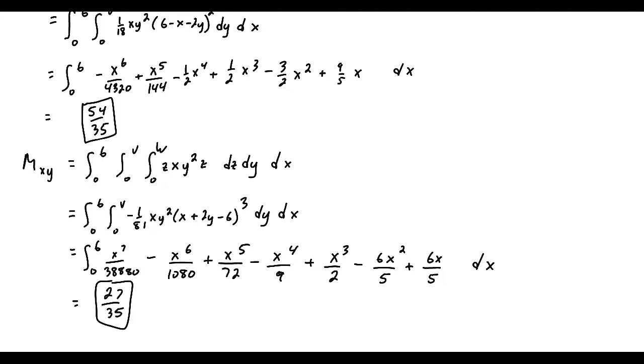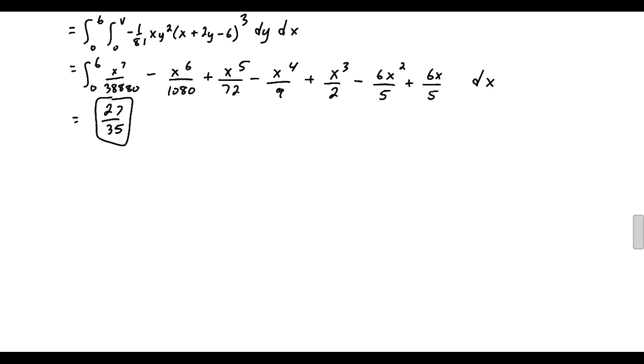Now we have 2 more moments to find. That will be mxz, which is the moment in the xz plane. That will be the integral from 0 to 6 with respect to x of the integral from 0 to v with respect to y of the integral from 0 to w with respect to z of the function y times x y squared times z.